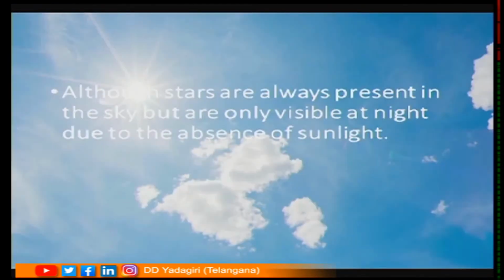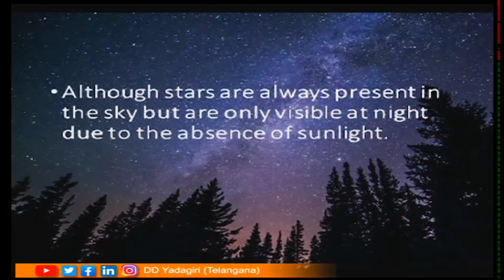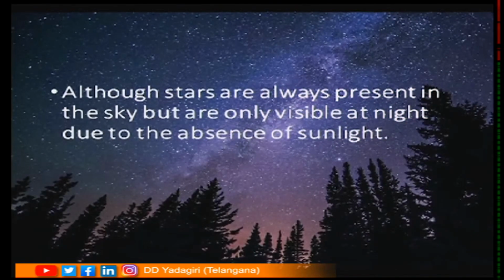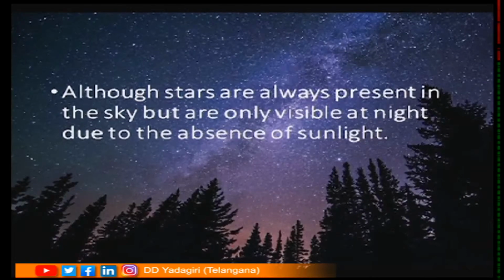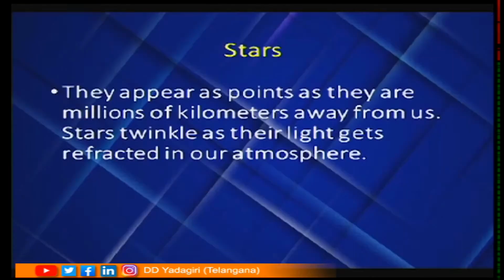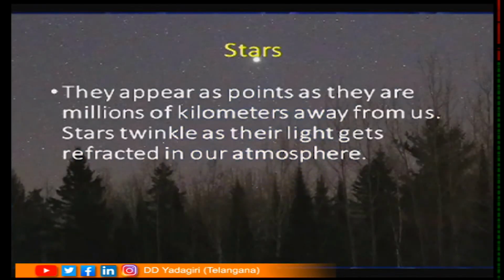So in the daytime, you cannot see the stars because of the presence of this bright sunlight, and in the night time, you can easily see stars because of the dark sky. Stars appear as points as they are millions of kilometers away from us. Stars twinkle as their light gets refracted in our atmosphere. So you can see that stars keep twinkling.